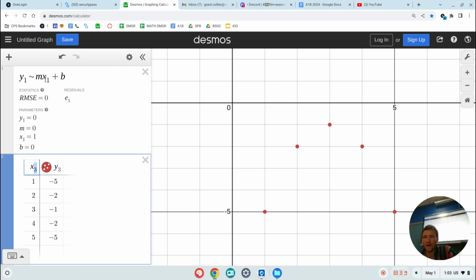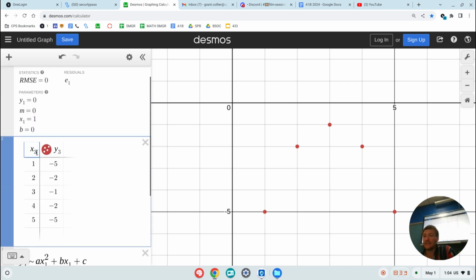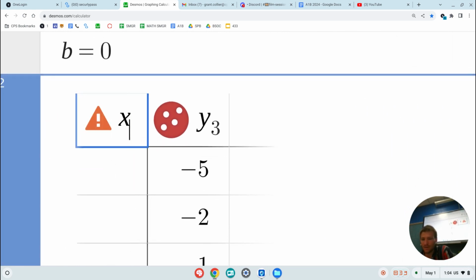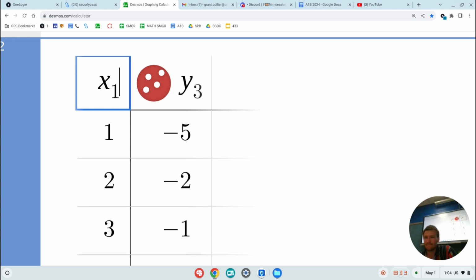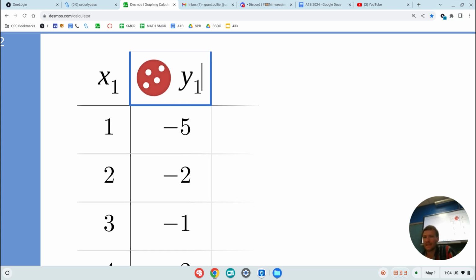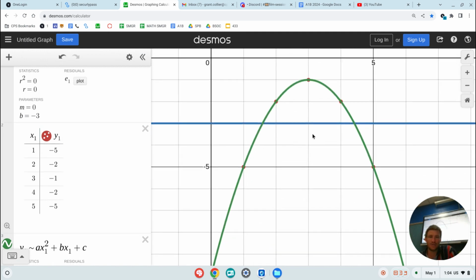We have y1, x1. We have y1, x1, x1. It's really easy to fix. You just press backspace 1. That's it. Go over to the y, and you just type backspace 1. And now everything is perfect. Now I have my lines. Now I can see that my quadratic looks perfect.